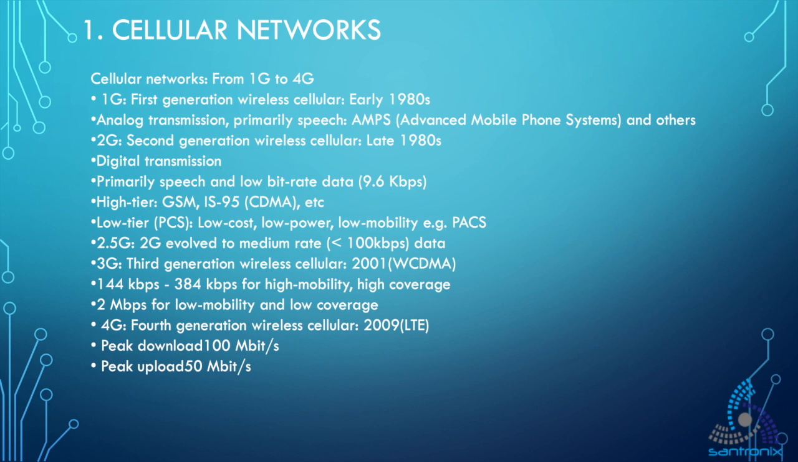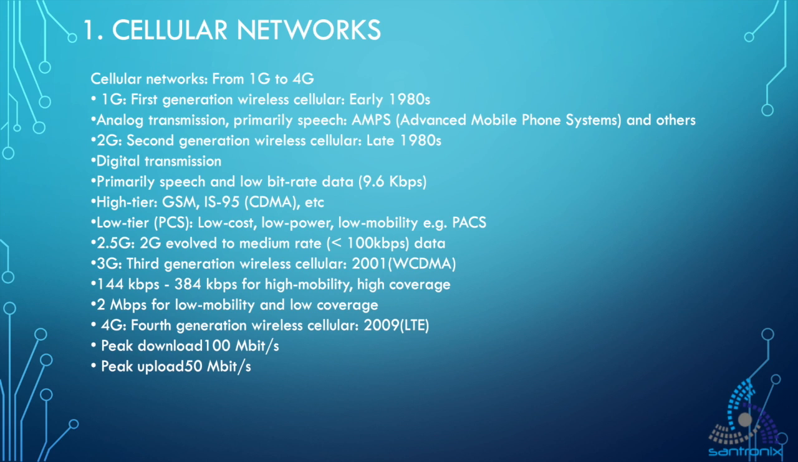Then there was a need for data, and so the second generation wireless cellular was introduced in the late 1980s. With this, we transformed from analog transmission to digital transmission. The analog transmission was converted to digital, and a lot of sampling was done. It was primarily for speech and very low bit rate data. The bit rate we were talking about was around 9.6 kbps. With high tier, GSM and IS-95 CDMA came, and with low tier, PCS.